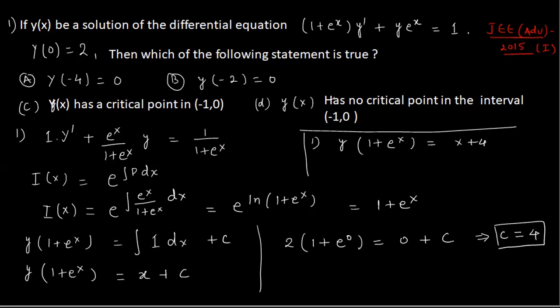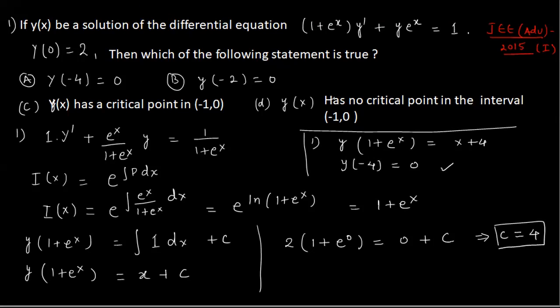Now let us see the first option. It says y of minus 4 is 0. So once we put x equal to minus 4, this side is 0. So 0 divided by 1 plus e raised to the power minus 4 is again 0. So y of minus 4 is 0 is correct, because minus 4 plus 4 gives 0. So our right hand side is 0. So y of minus 4 is 0.